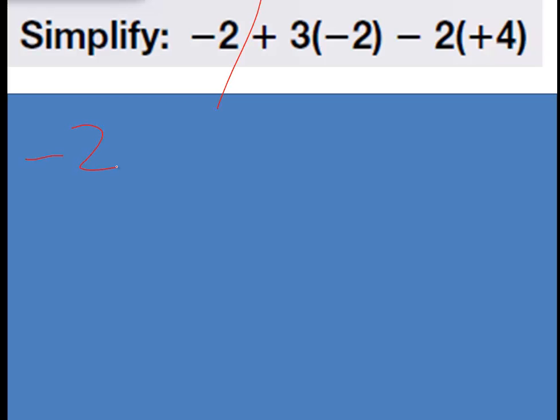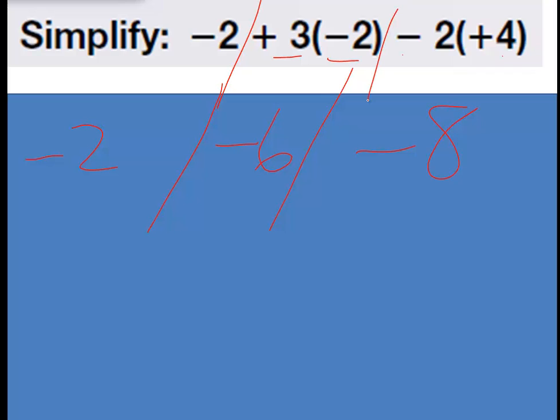We know that's all by itself, so we don't need to worry about that. What is a positive 3 times a negative 2? Positive and a negative is a negative. Signs are different, they're negative. So that's going to be negative 6 minus 6. Okay? And a negative 2 plus a 4, that's a negative and positive and negative, so that's going to be negative 8.